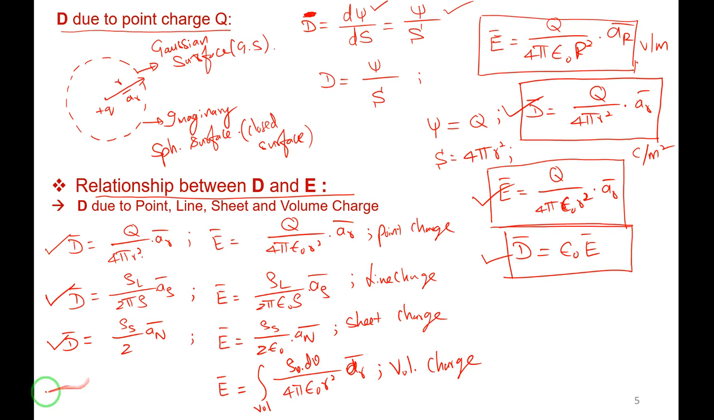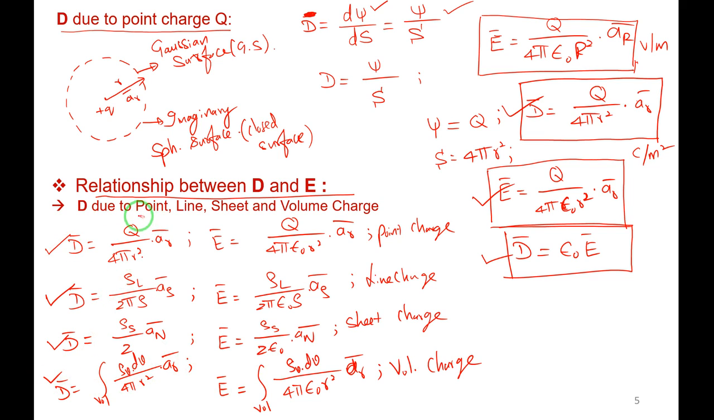Right. Next, I want the electric flux density D due to volume charge. So I will write the formula. Just D equal to epsilon naught E. We know this. So volume integral of rho V into dV divided by 4 pi epsilon naught, which will get cancelled, 4 pi r square into R vector. So this is due to volume charge.